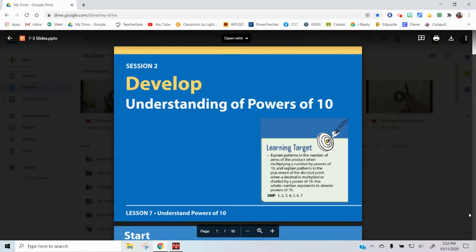Hi, today we are going to be doing Lesson 7, Session 2, and we're going to be continuing our work with the powers of 10. Today we'll look at decimal point patterns and place value charts to see patterns when we multiply and divide by powers of 10. We'll be working on workbook pages 137 through 140 in your Ready Math workbook. So go ahead and take out your Ready Math workbook and turn to page 137.